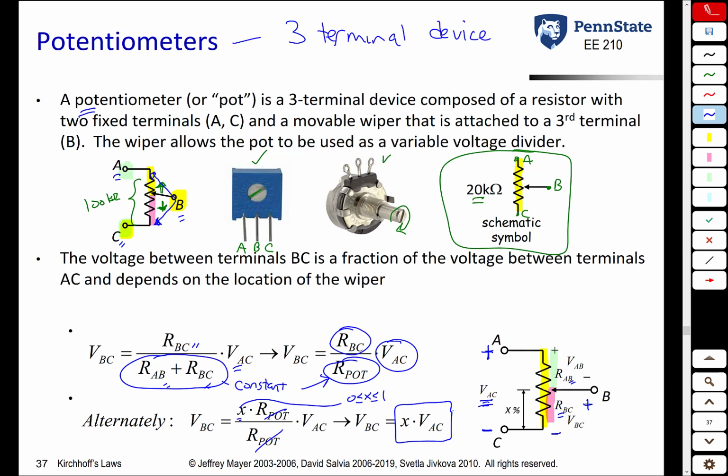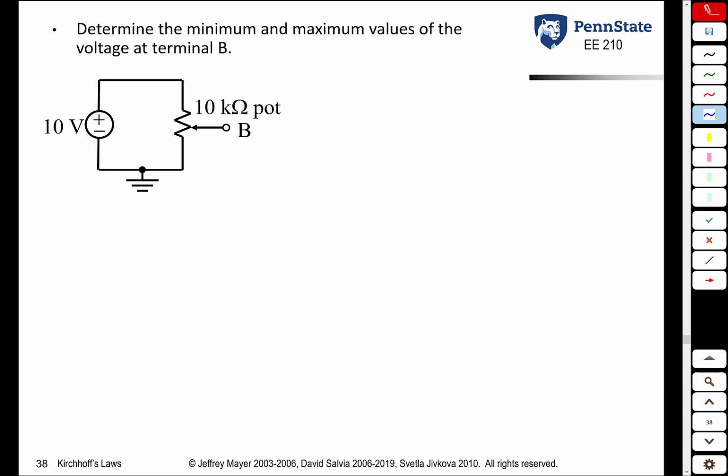But what's nice about this is we can adjust that manually by moving either the knob or by turning this dial here with a screwdriver. And so that allows you to, on the fly, change your voltage division in a circuit. We're going to see this is a very useful thing in lab. So let's look at a simple example first.